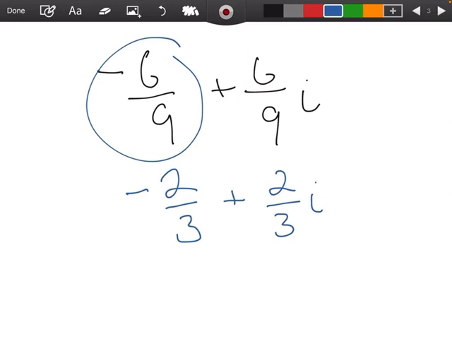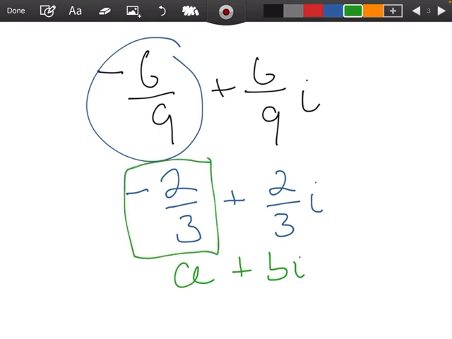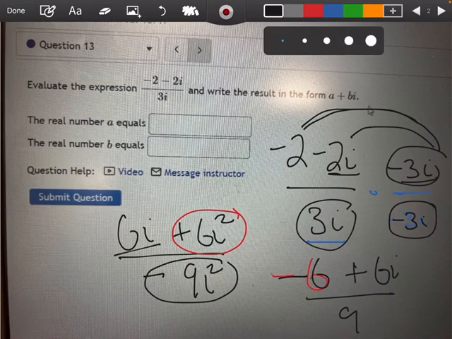Now, since we want to write it in the form a plus bi, my a is the number negative 2/3, and my b is the number positive 2/3, right? So a is negative 2 over 3, and b is positive 2 over 3.